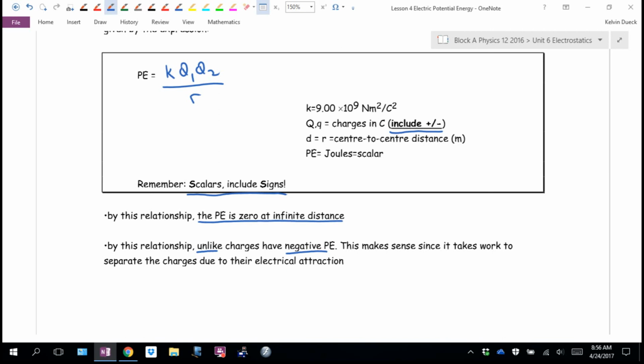And by this relationship, like charges have positive potential energy. That's because when they fall out to infinity, they'll be losing energy. They have to lose energy to get to 0. That's very profound if you stop and wrap your brain around it for a while. It all works.